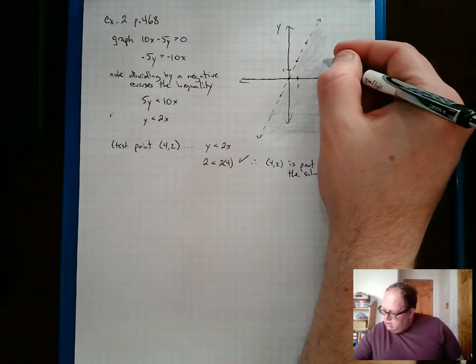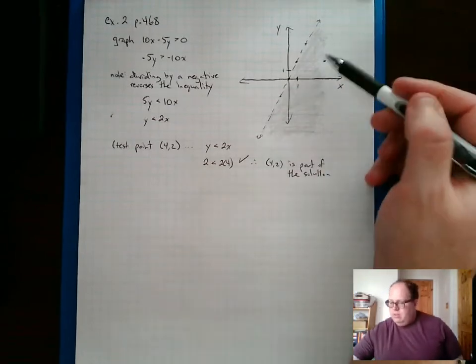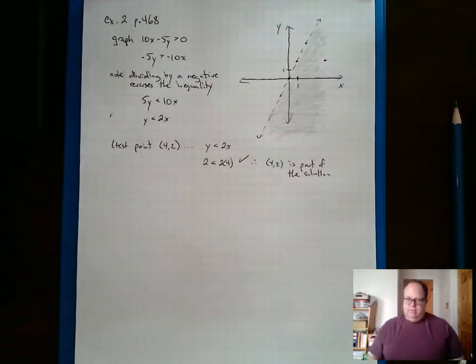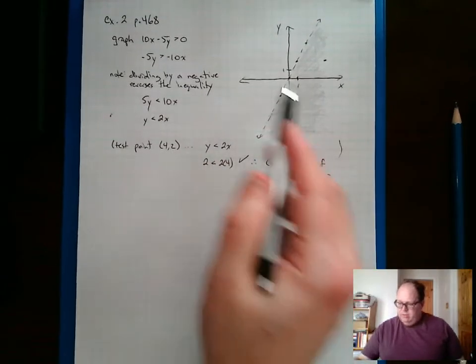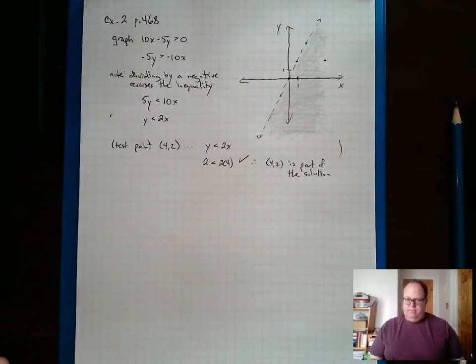Four and 2 is on this side of my line, which means this would be the area that I would shade in. If my inequality didn't hold for the test point, then I would have shaded in the other side of the line.